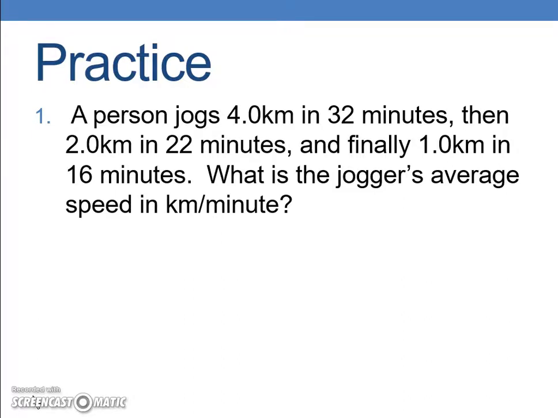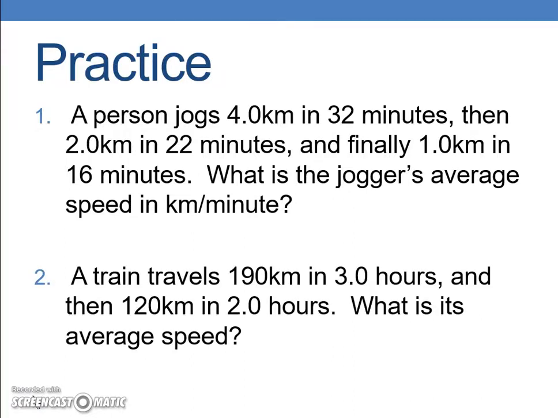So we have 7 kilometers divided by 70 minutes. 7 divided by 70, you should get 0.1. And that's 0.1 kilometers per minute. You can plug that in your calculator to double check, but that is correct. Number 2, I want you to do on your own.